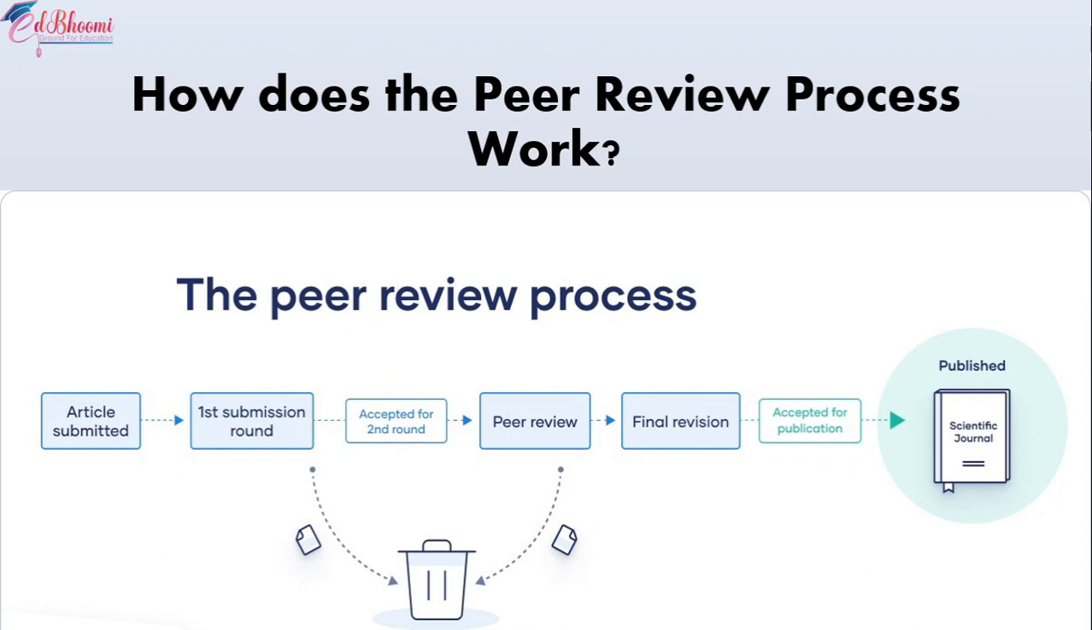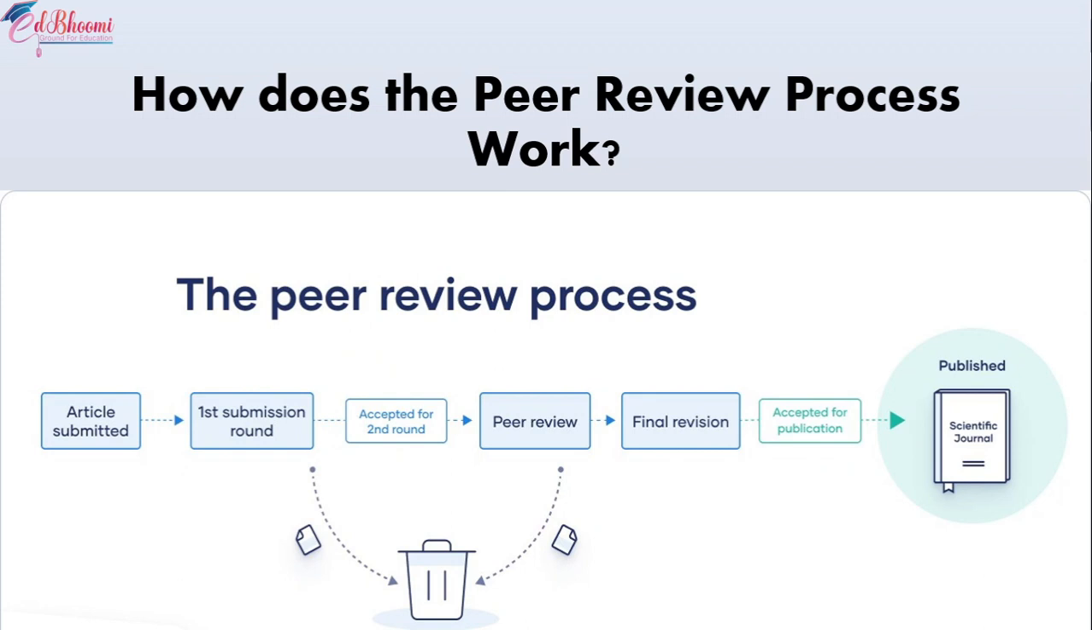If the manuscript requires revisions and resubmission, the authors are notified of the required changes and allowed to revise their work accordingly. Authors must address the reviewers' comments and provide a revised version of the manuscript along with a response letter detailing the changes that they have made. And then the final decision is made. After receiving the revised manuscript, the editor reassesses the manuscript and the revisions made by the authors. Based on the editor's evaluation and any additional feedback from the reviewers, a final decision is made regarding the acceptance or rejection of the manuscript.